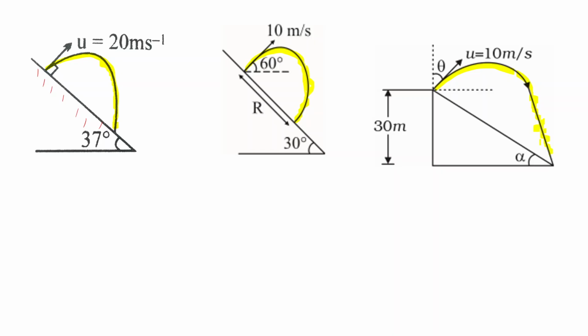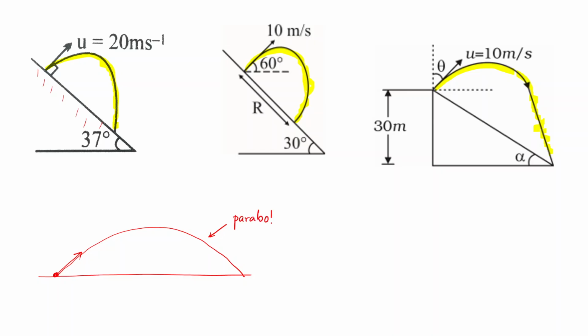So what is happening? Why are a lot of people confused about the trajectory of a particle projected on an inclined plane? Well, the reason for this is when you have a projectile which is projected from a point on a horizontal plane, this kind of diagram you will see, and the trajectory is said to be parabolic, right?